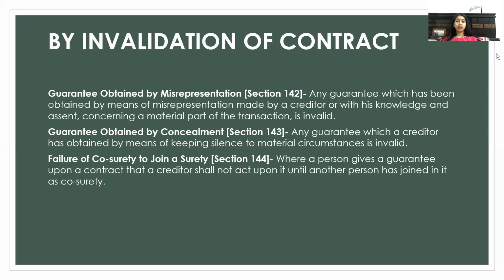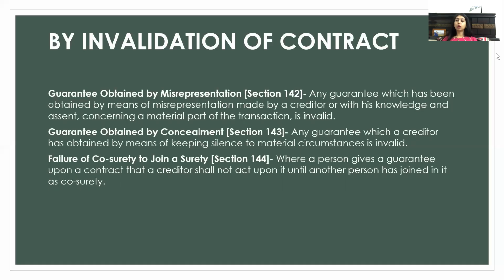Guarantee obtained by concealment, means by hiding some particular fact, under section 143. Any guarantee which a creditor has obtained by means of keeping silence as to material circumstances is invalid. Means he has hidden those particular facts intentionally, or he didn't speak about those facts. In all, he has tried to conceal those facts.